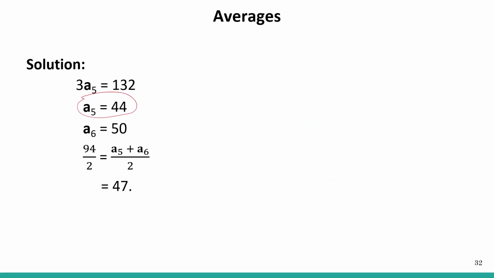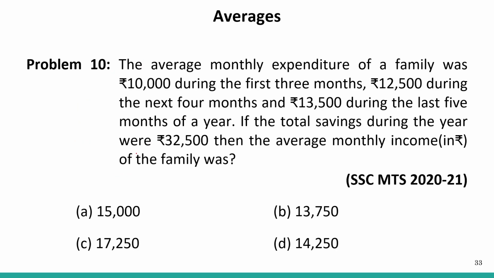So A5 is equal to 44 because 3A5 is equal to 132. So A6 is what? 6 more than A5, right? The 6th term is 6 more than the 5th term, so it will be 50, that is equal to 44 plus 6. So 94 by 2 is equal to (A5 plus A6) by 2 because we want to calculate their average. So it will be 47. So their average of the 5th and 6th term is 47 here.